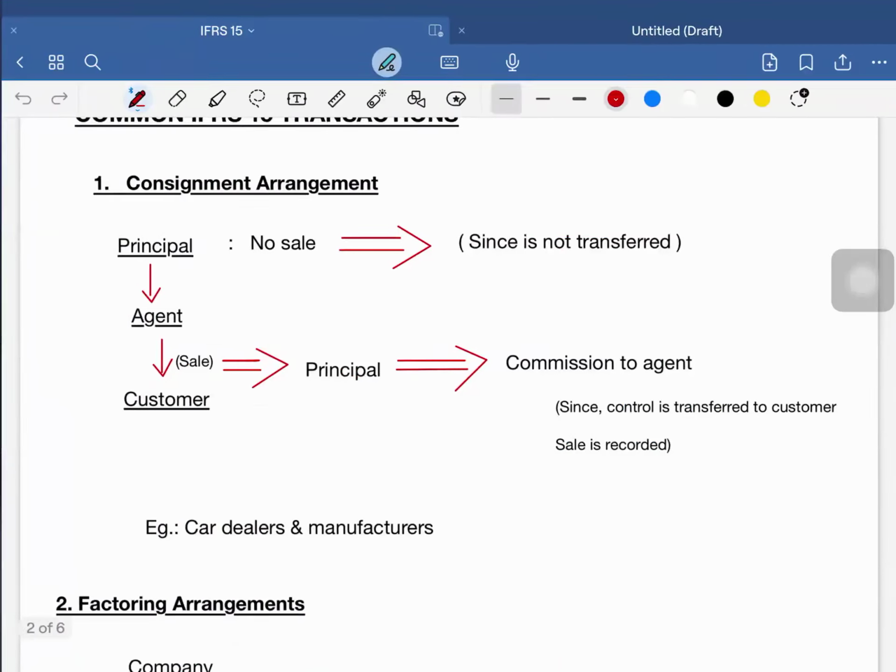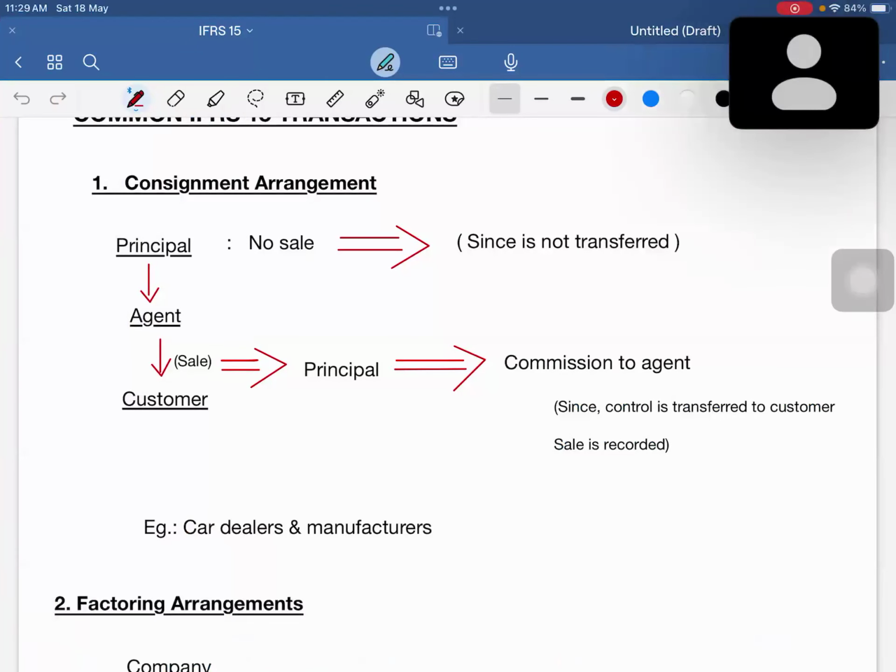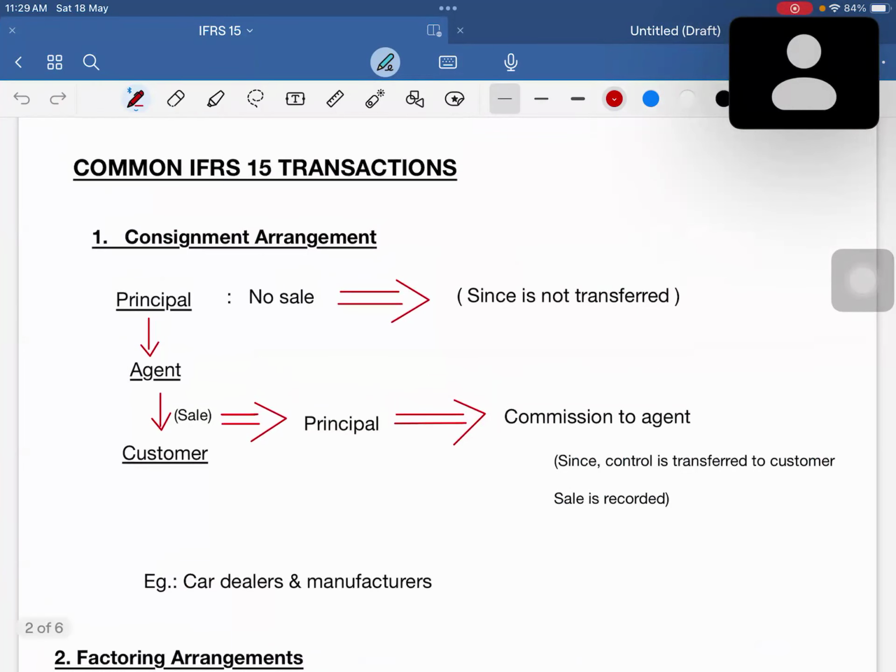Sorry about that. So next one is the common IFRS 15 transactions that you have seen in your daily life, or you have known as you have studied things, right? So first one is consignment arrangement. For the consignment arrangement, there are mainly three parties. One is the principal, the other is the agent, and the last one is the customer. This is a chain.